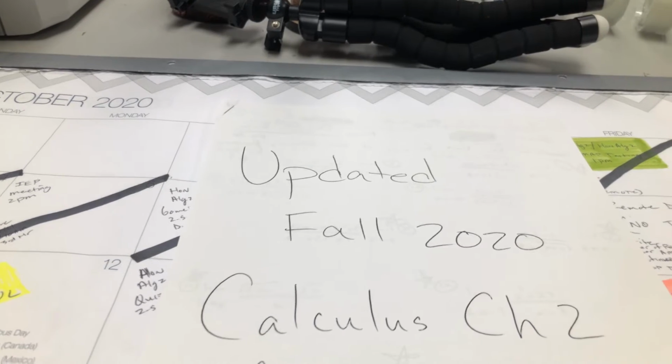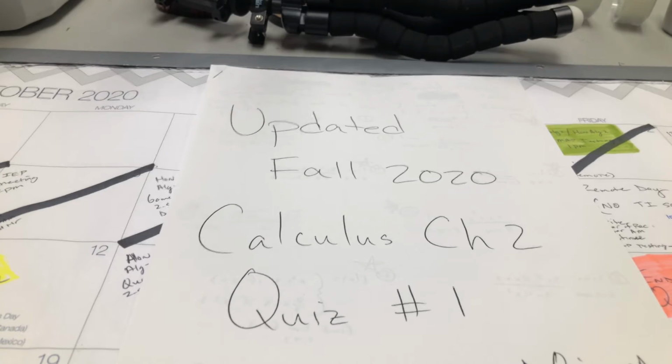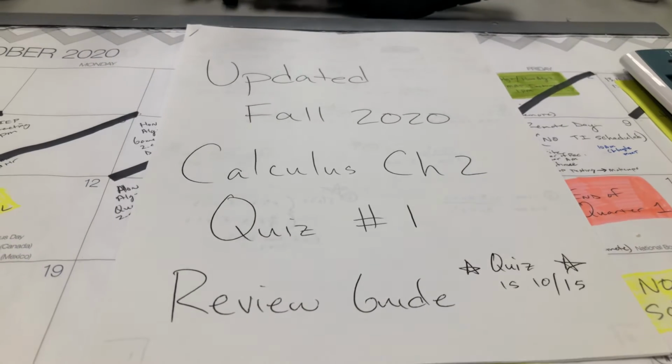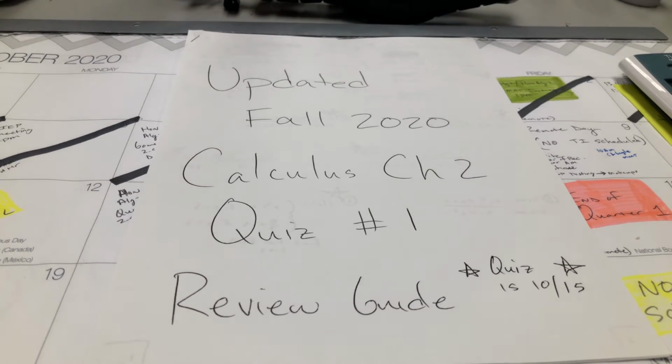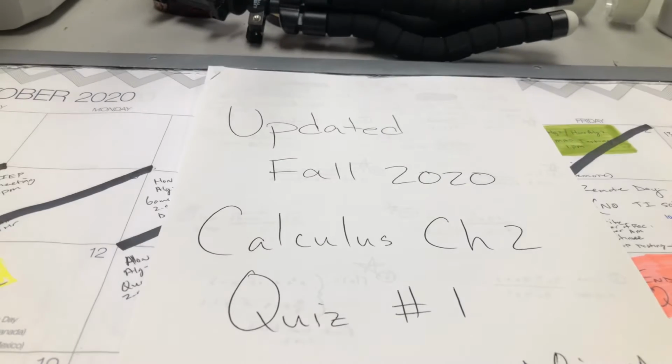All right, calculus. Here is a little video explaining the updated fall 2020 calculus chapter 2 quiz number 1 review guide. Quiz is Thursday 10/15, the last day we will meet this quarter.